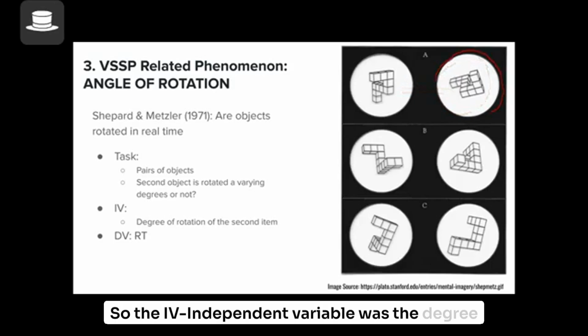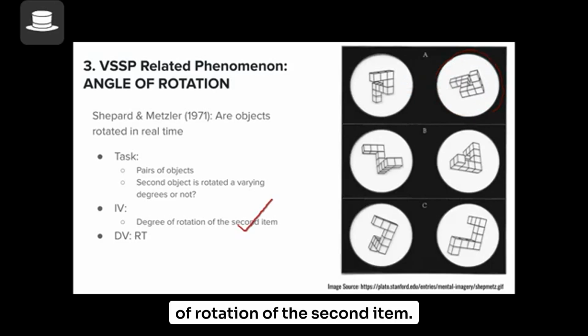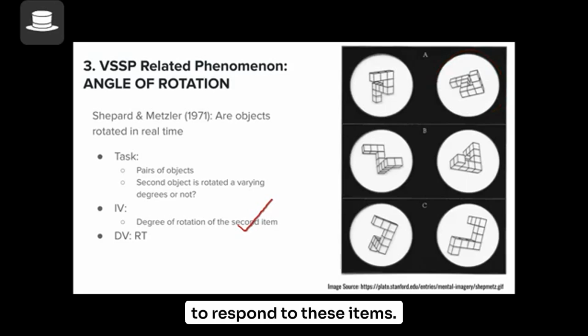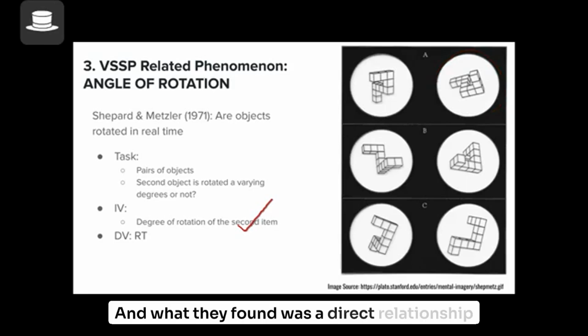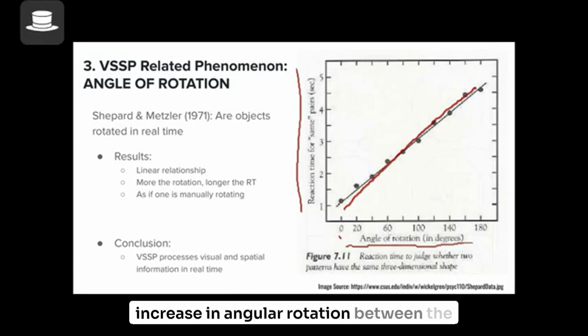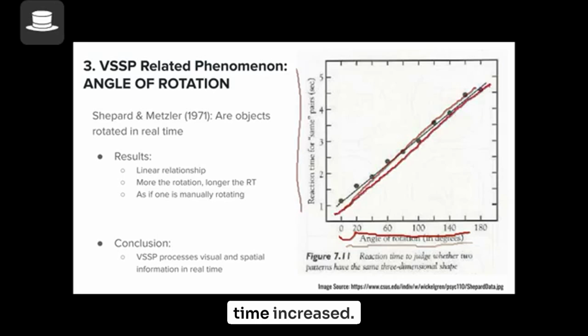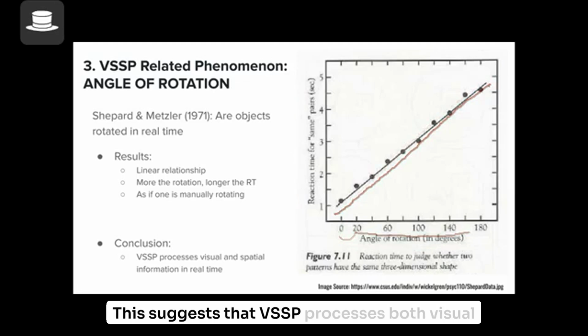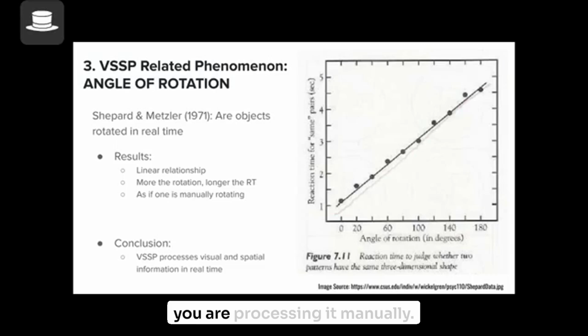So the IV was the degree of rotation of the second item. And they measured how long participants took to respond to these items. And what they found was a direct relationship between angle of rotation and the time taken to respond. There was a linear relationship. With the increase in angle of rotation between the first and the second object, the response time increased, as if you're manually rotating the object in your head till you get to the second object's image. This suggests that VSSP processing both visual and spatial information in real time, as if you're processing it manually.